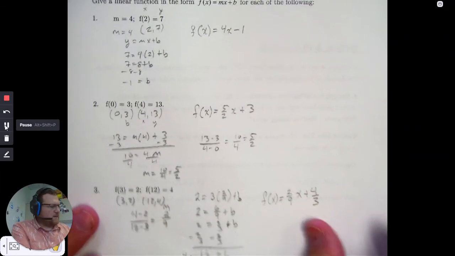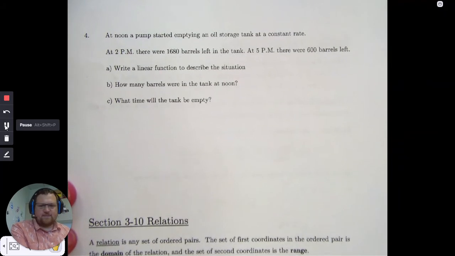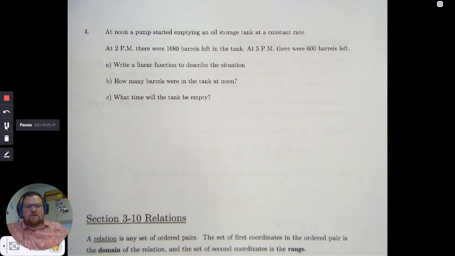All right, so now if we flip over to the back side, it says at noon a pump started emptying an oil storage tank at a constant rate. At 2 p.m., there were 1,680 barrels left in the tank. At 5 p.m., there were 600 barrels left.